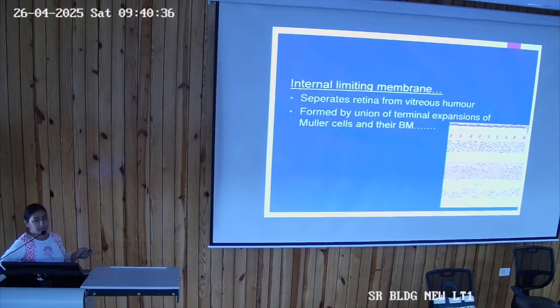Last, the internal limiting membrane. So this internal limiting membrane, this separates the retina from the vitreous humor. So it comes in the inside where the vitreous humor is present, and is formed by the union of the terminal expansions of the Mueller cells and their basement membrane. So this is the internal limiting membrane.